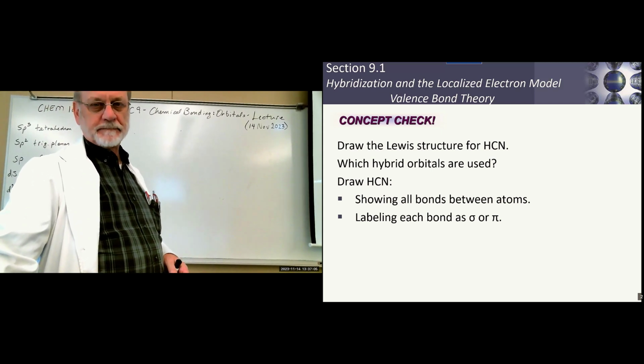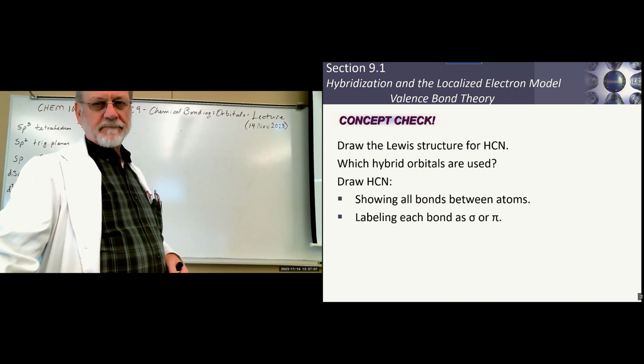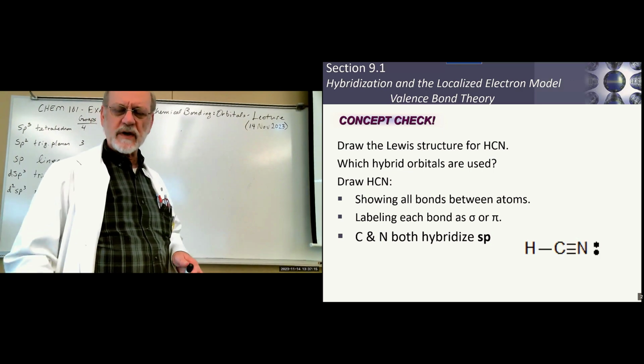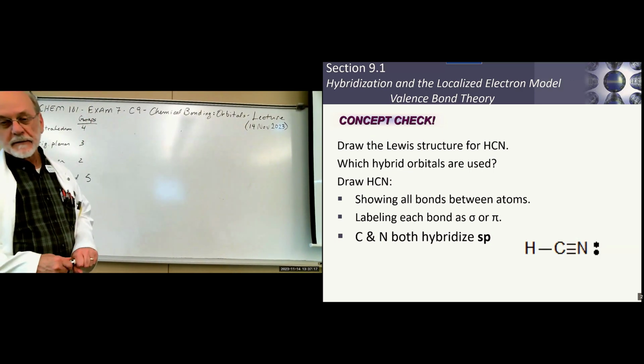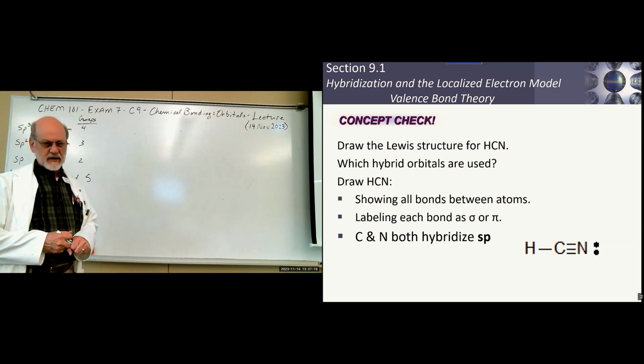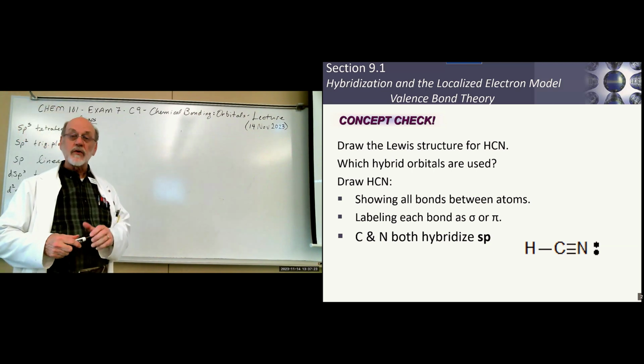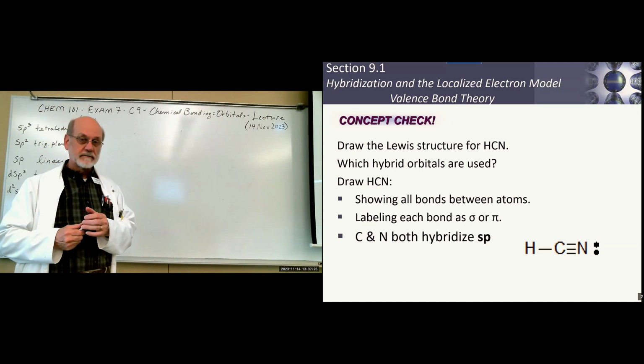So here's another possibility, HCN. Yeah, that's what HCN would look like. It's still a linear molecule, and we're going to use sp hybridization on both carbon and nitrogen to get there.